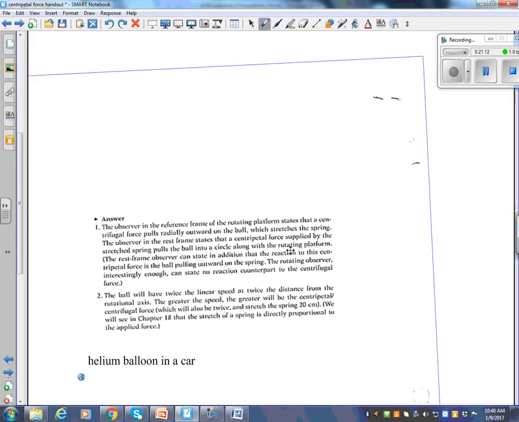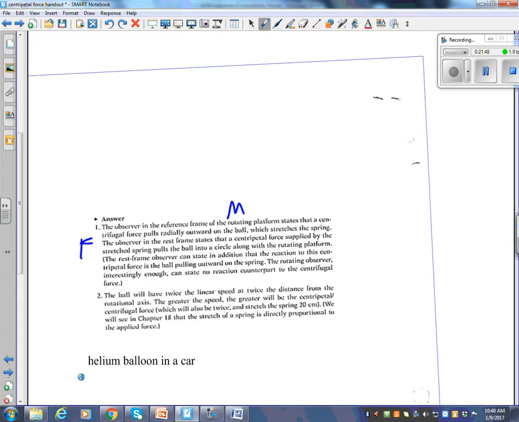Do you guys have the answers on the bottom? Oh, you do. How many people thought to turn over and look at it? Don't answer that. The observer in the reference frame on the rotating platform, the male, states that a centrifugal force pulls radially outward on the ball, which stretches the spring. The observer in the rest frame, the woman, states that a centripetal force supplied by the stretched spring pulls the ball into a circle along with the rotating platform. So, were you right or wrong?